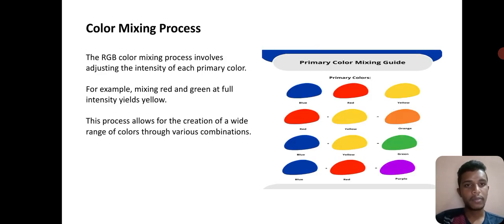And the color mixing process. The RGB color mixing process involves adjusting the intensity of each primary color. For example, mixing red and green at full intensity yields yellow, and this process allows for the creation of a wide range of colors through various combinations.